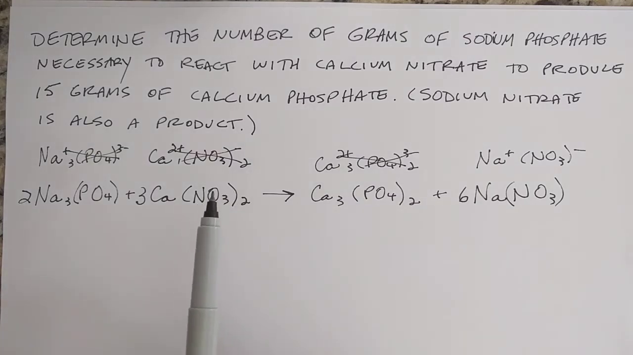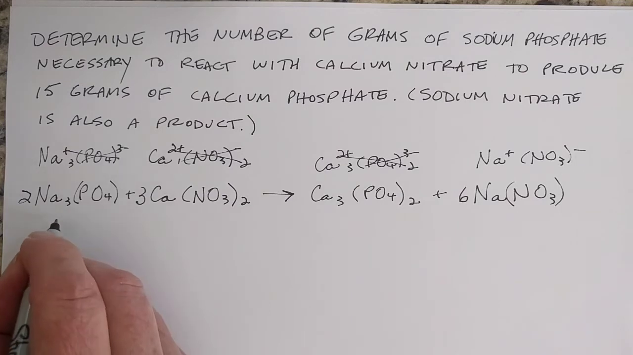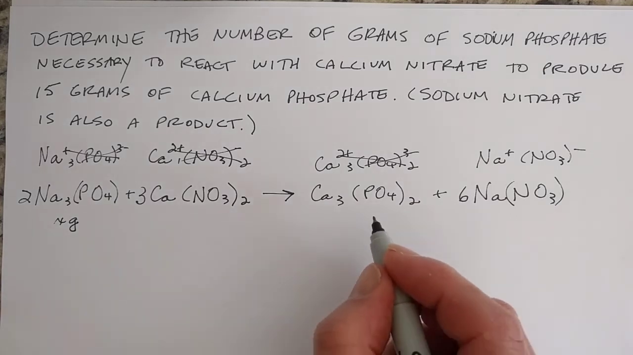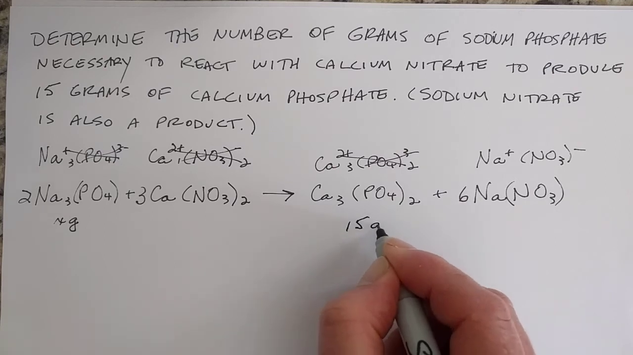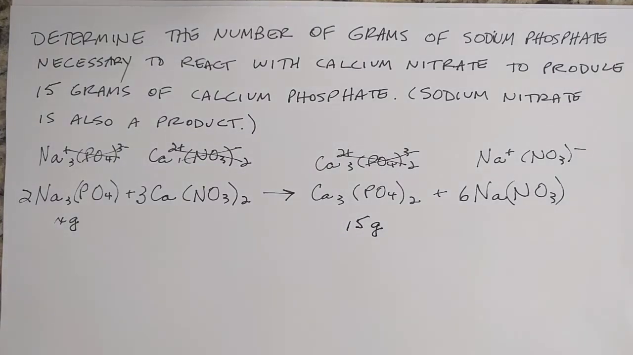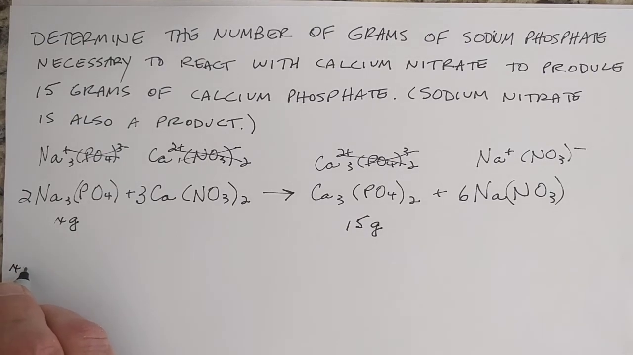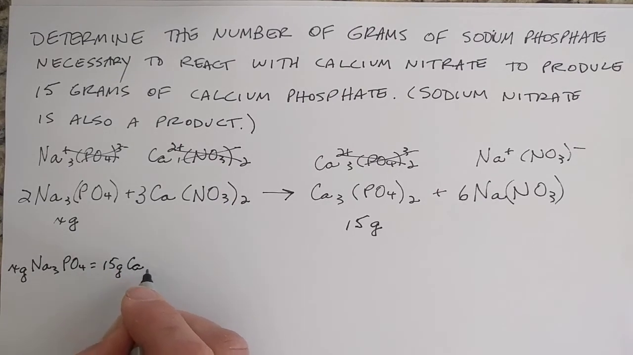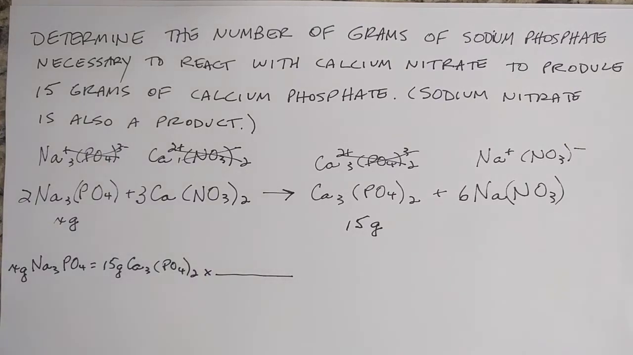Okay, so now we go back and see what we need to calculate. Determine the number of grams of sodium phosphate. All right, that's our X. Necessary to react with calcium nitrate to produce 15 grams of calcium phosphate. Okay, so now we will do our dimensional analysis. We're going to start way over on the left because we're going to need 3 conversion factors for this one. So X grams of Na3PO4 equals 15 grams of Ca3(PO4)2. Multiplication sign and crossbar.